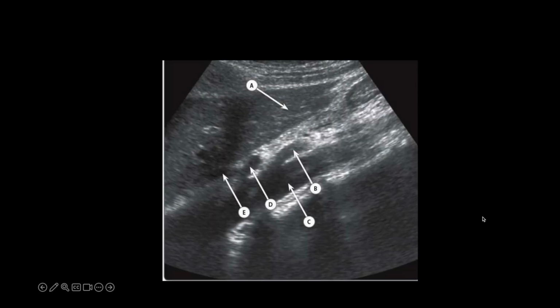I just want to show you this one because this is what the aorta would look like compared to the IVC. You've got a vessel coming off here, which is B, which would be the SMA. Remember, the SMA comes off like this. The celiac axis comes off a little bit higher and divides quite early on.